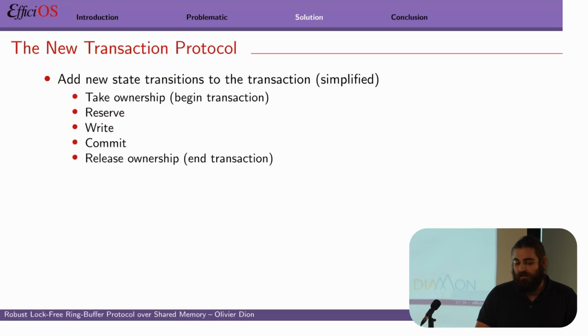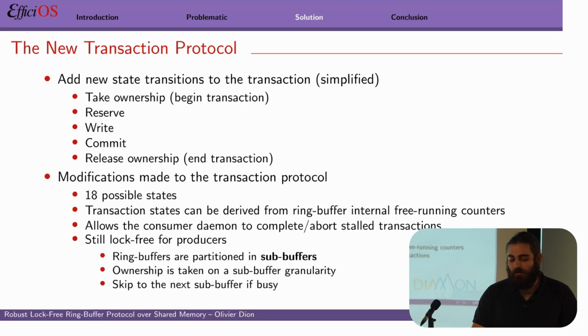So now I'll present the solution that we came up with. The new transaction protocol adds new state transitions to the transaction. This is, again, a simplified model where basically before the reserve and after the commit, we take and we release an ownership. And you should not see that as a mutex. It's still lock-free. I know that ownership is maybe not a good term here, but basically this modification to the transaction protocol has 18 possible states, and I'll get to that later.